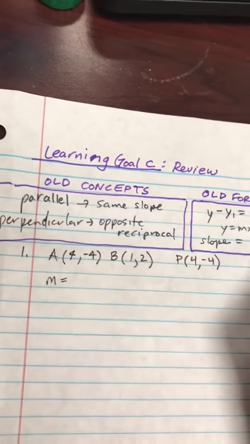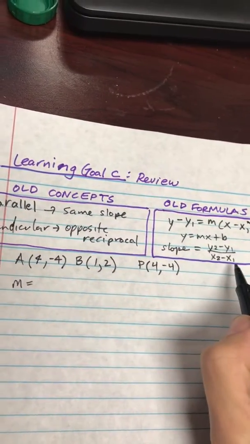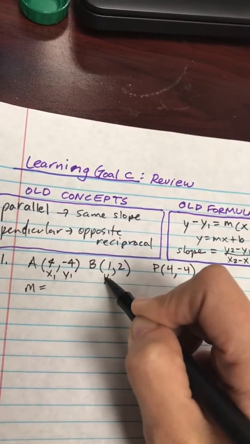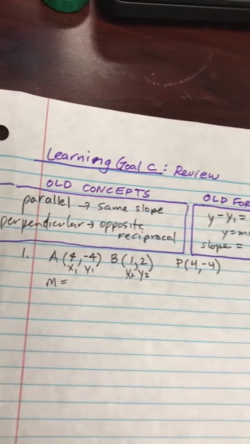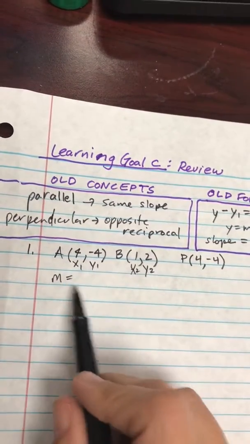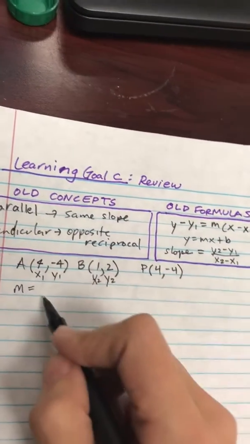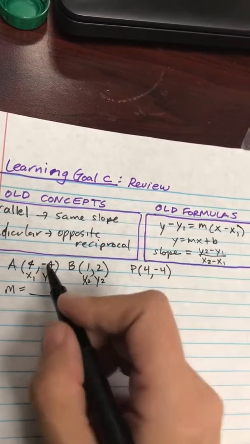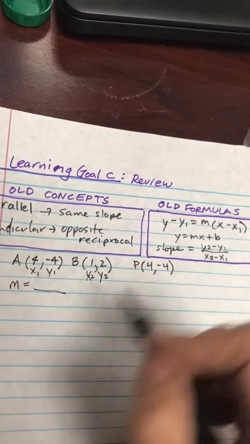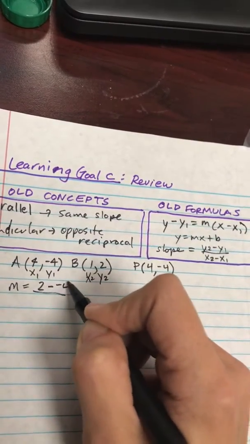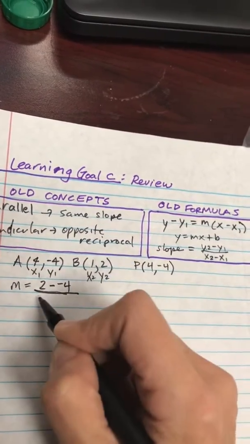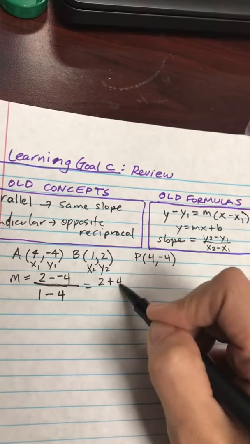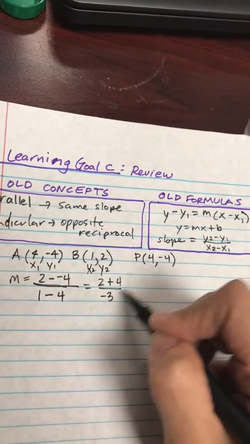For the slope, I use this formula right here, y2 minus y1 over x2 minus x1. So let's label these, x1, y1, x2, y2. Okay, so I have an x-coordinate, a y-coordinate. Let's use this formula to plug it in. So y2 would be 2, and y1 would be negative 4, and the formula says to subtract. So 2 minus a negative 4 all over 1 minus 4. So I can rewrite this. When I subtract a negative, I add, and 1 minus 4 is negative 3.